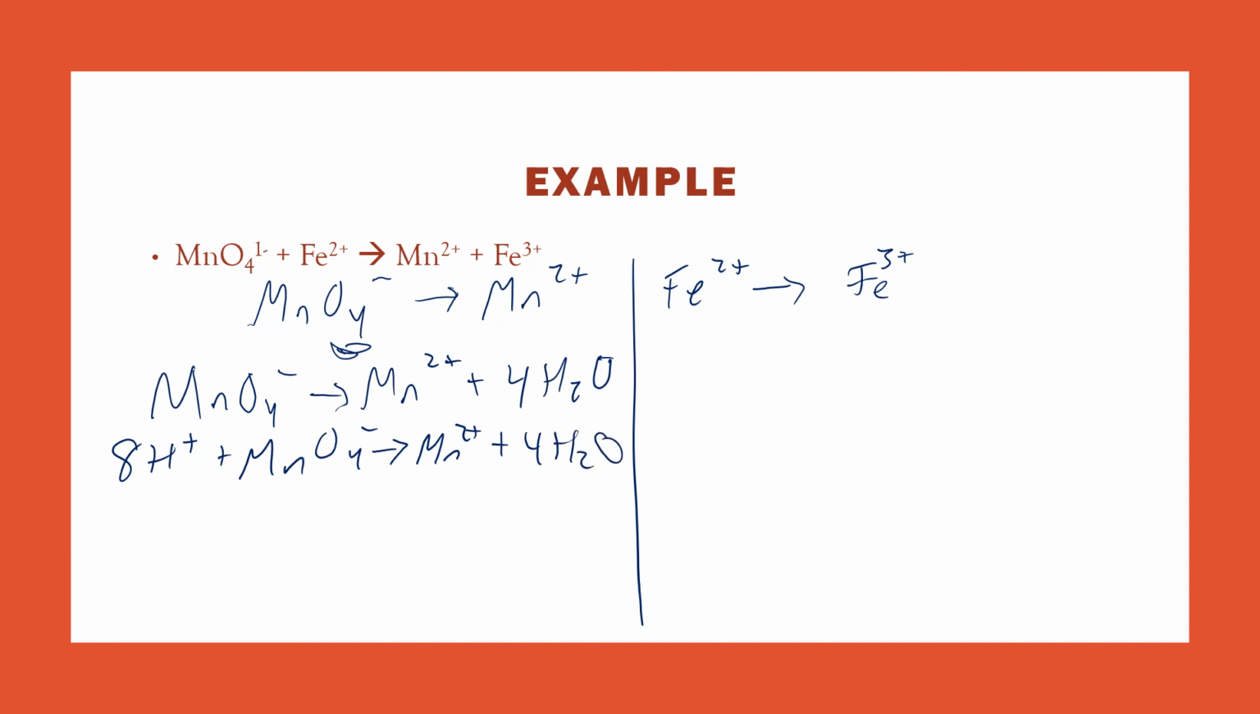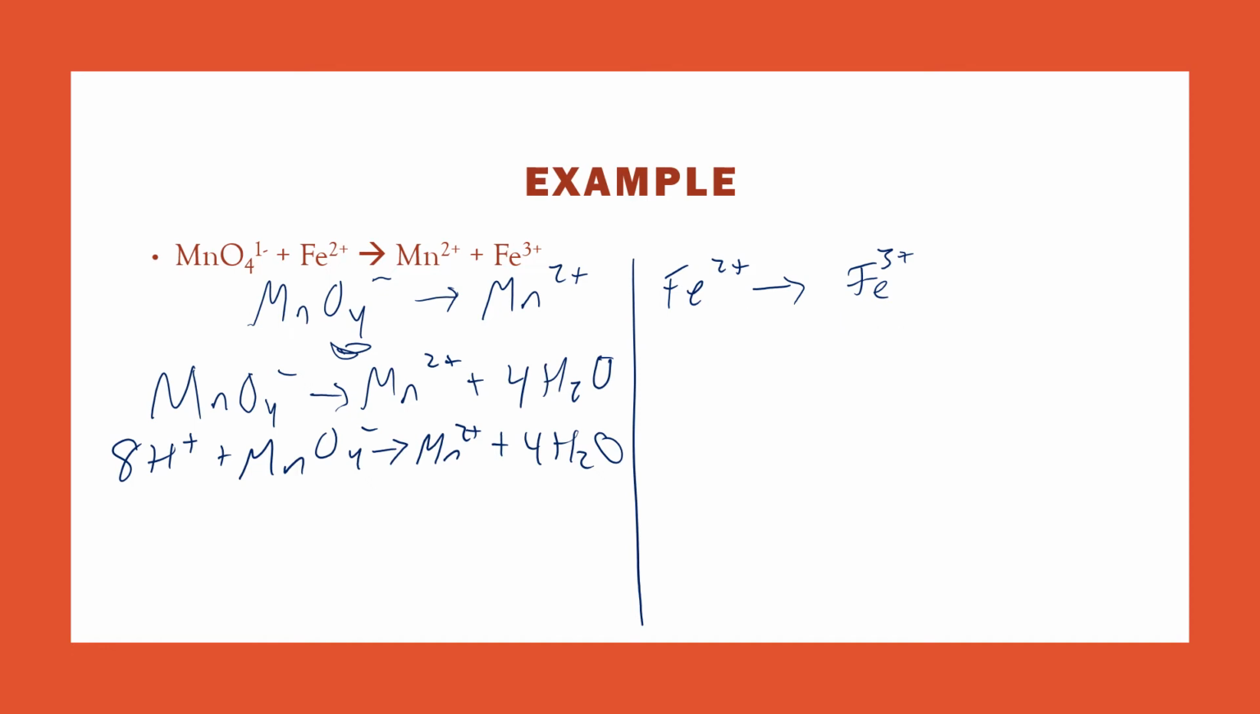And there's no hydrogens on the other half reaction, so I don't need to balance any hydrogens there. My next step is to add electrons in order to balance the charge. So I'm going to start with the iron one, I think. Iron has a 2+ on this side and a 3+ on this side.